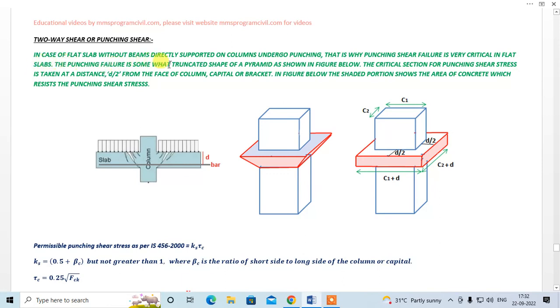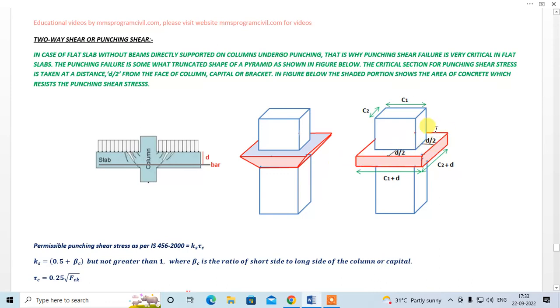The punching failure is somewhat a truncated shape of a pyramid as shown in the figure below. This is your punching shear crack, right? This is your truncated portion, right? The critical section for the punching shear stress is taken at a distance d by 2 from the face of the column, capital or bracket. In the figure below, the shaded portion shows the area of concrete which resists the punching shear stress. So we take the critical section at a distance d by 2 from the face of column, bracket or capital, right?